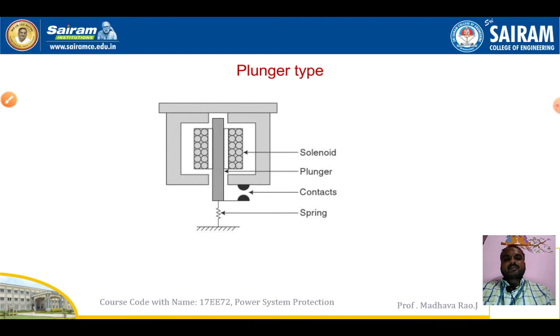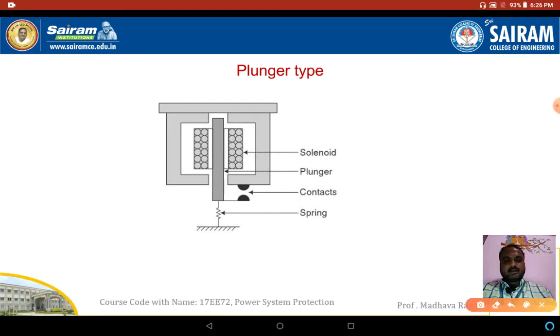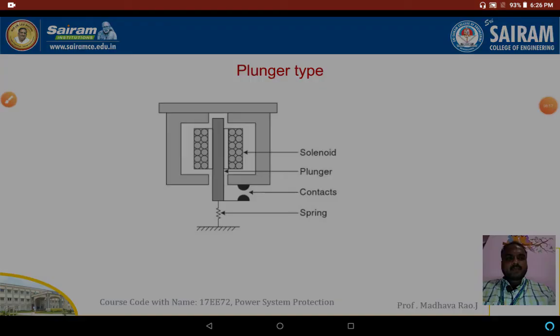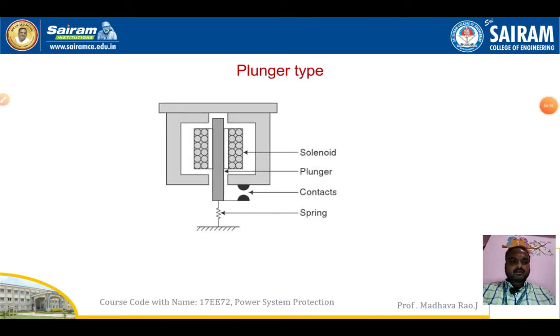Next one, the plunger type relay. This is also one of the attracted armature type relays. This relay will have the following parts: a solenoid, a plunger, a contact, and a spring. Similarly in this type of relay also, the attraction principle will happen.